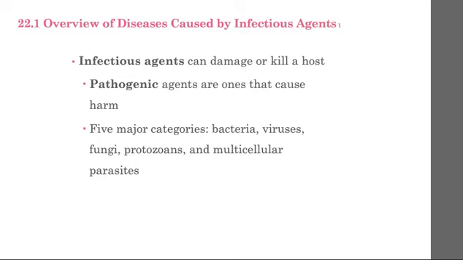First, we'll do an overview of the diseases caused by infectious agents, what those infectious agents are, and a little bit about the makeup of them. Whenever we use the word infectious agents, it means it can damage or kill the host or host cells. You may have heard the term pathogenic agents, and they're the ones that are going to be causing harm. They have different virulence levels and what I like to call their toolbox of how they're going to damage our bodies. There are 5 major categories, including bacteria, viruses, fungi, protozoans, and multicellular parasites.